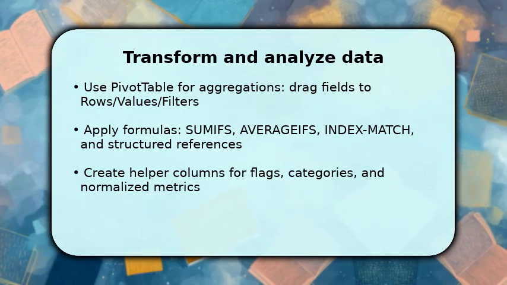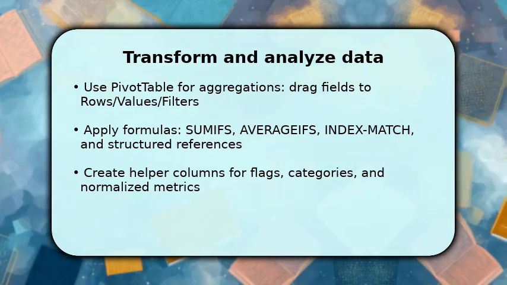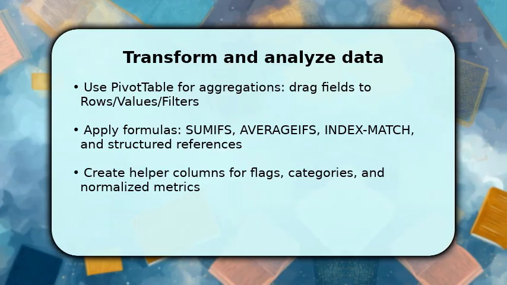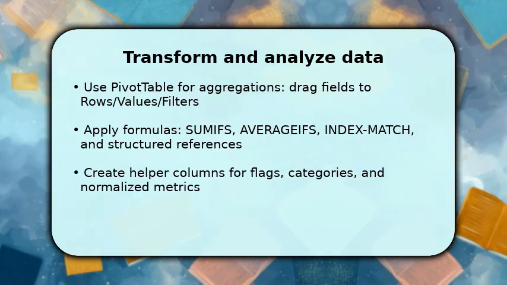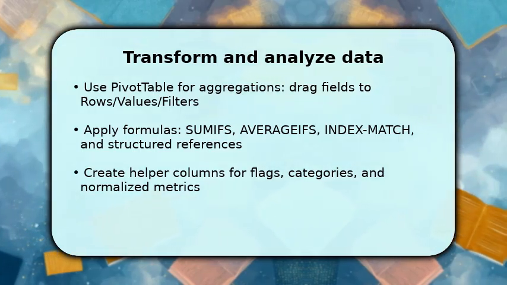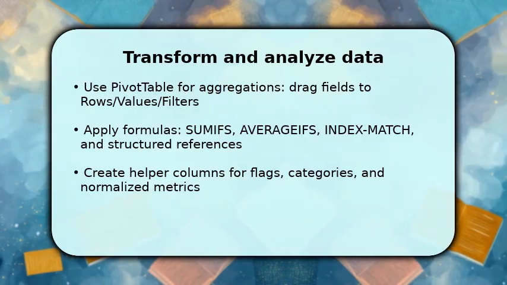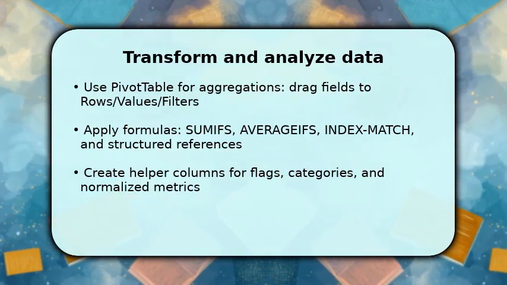Make helper columns for flags and normalized values so calculations stay readable. Once your calculations match pivot outputs, lock ranges, and use tables so formulas expand automatically as new data arrives.